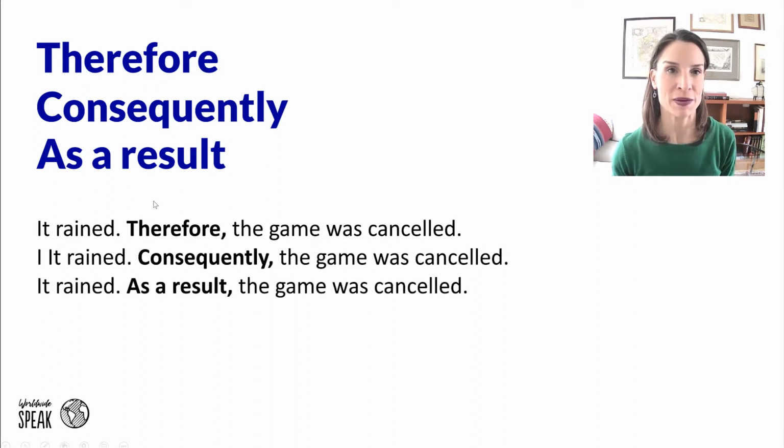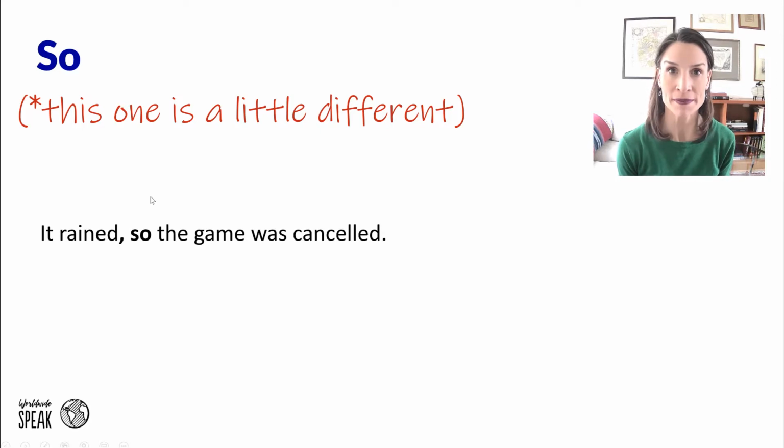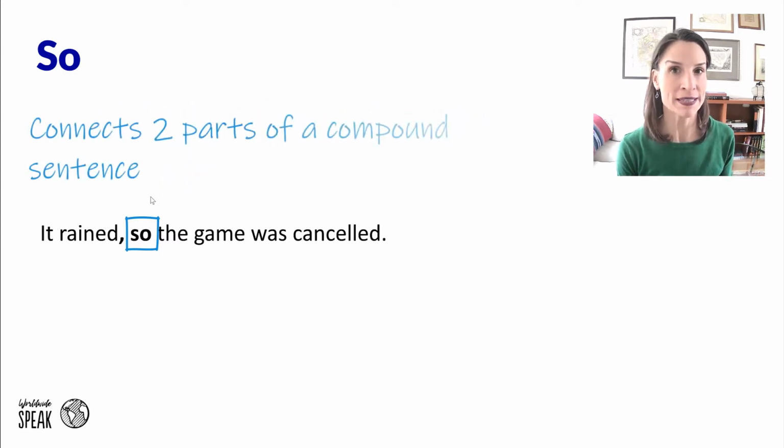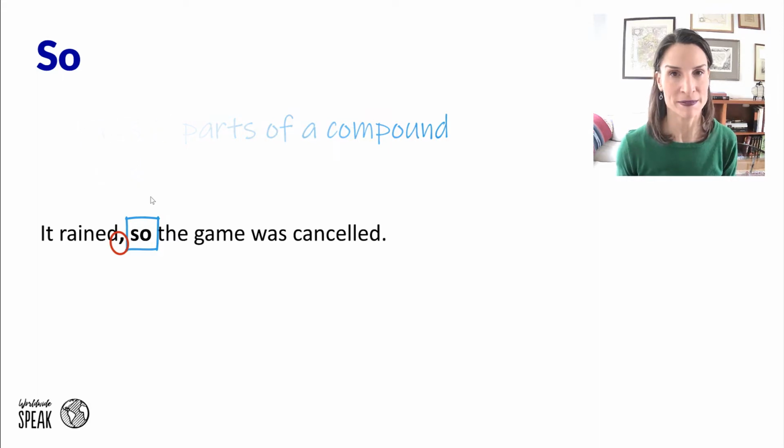Here is my last word that I wanted to show you for showing a result. This one's really common, and you probably use it already. I just wanted to point out that the grammar is a little different than the other 3. It rained, comma, so the game was canceled. So as you can see in this example, we don't begin the sentence with so. So connects 2 parts of a sentence. So comes in the middle of a compound sentence and it comes after a comma. So the meaning is the same with therefore, consequently, and as a result here in this sentence, but the way that we use it is just a little bit different on the page. It will come after the comma and it will come in the middle of a sentence.